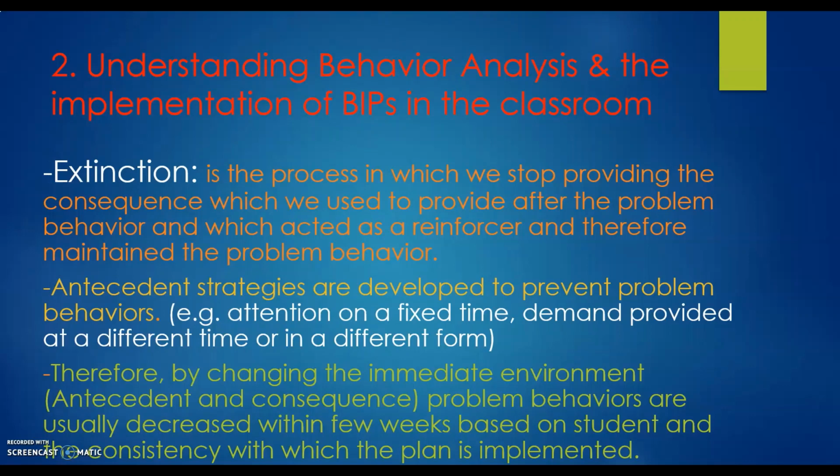What happens in extinction is usually we see, in the graphs when we do extinction, the behavior goes really, really up. It increases, and we call that an extinction outburst. So when a student is doing a behavior and he's always getting attention, and then you start the intervention by not giving him this attention, what happens is that he starts doing the behavior much more than before, but then eventually it goes down to 0. So there's an extinction outburst.